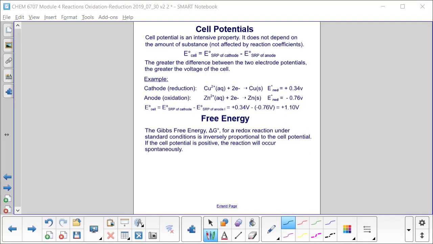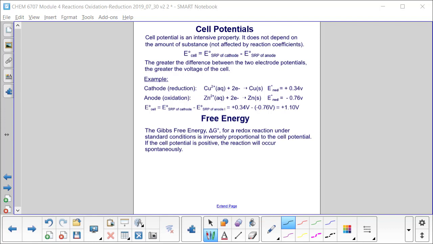Cell potentials. Cell potential is an intensive property. It does not depend on the amount of substance and is not affected by reaction coefficients. The electrochemical cell potential, E0 cell, can be calculated by the following equation, where E0 cell is equal to E0 reduction potential of the cathode minus the E0 reduction potential of the anode. So cathode minus the anode. The greater the difference between the two electrode potentials, the greater the voltage of the cell.